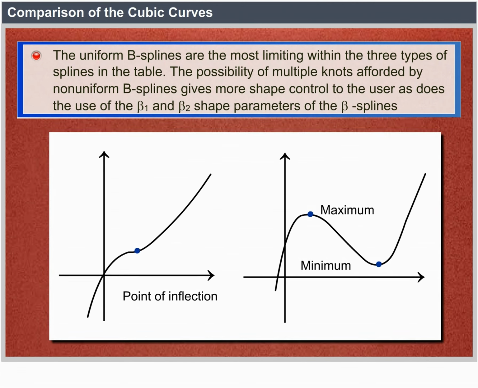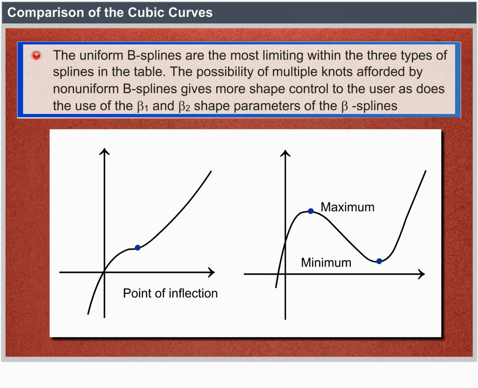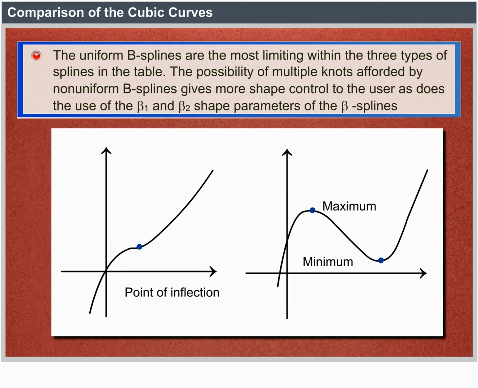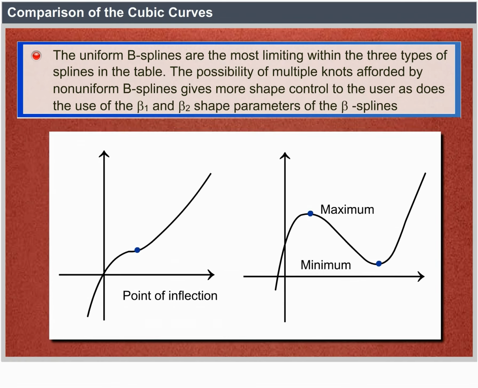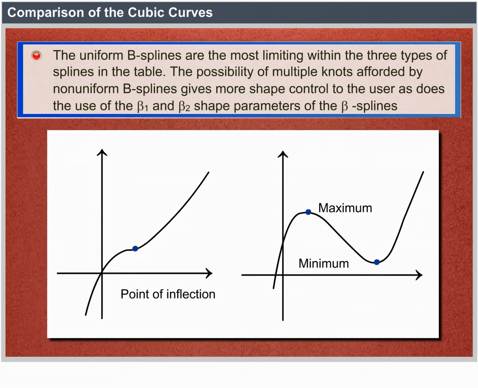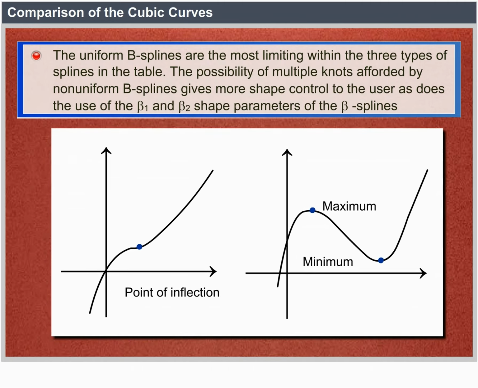Of the three types of splines in the table, uniform B-splines are the most limiting. The possibility of multiple knots afforded by non-uniform B-splines gives more shape control to the user, as does the use of the beta 1 and beta 2 shape parameters of the beta splines.